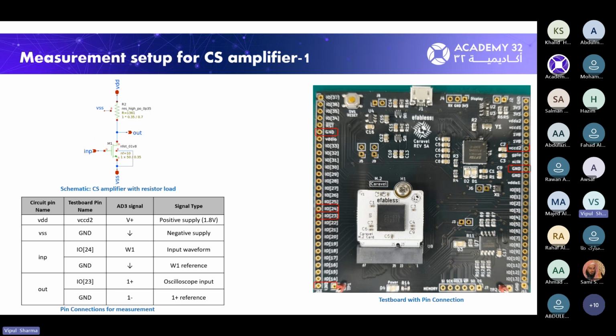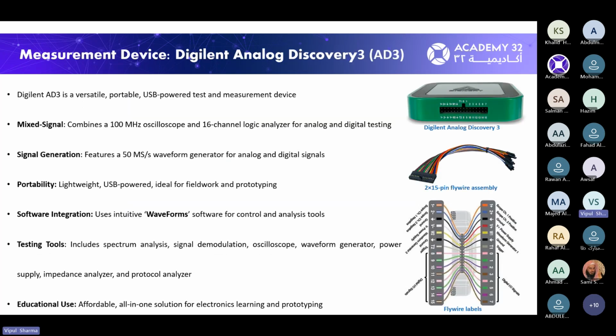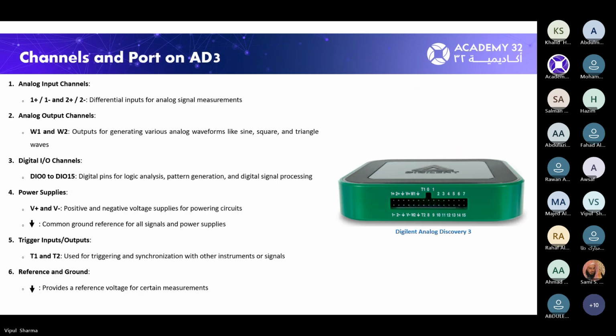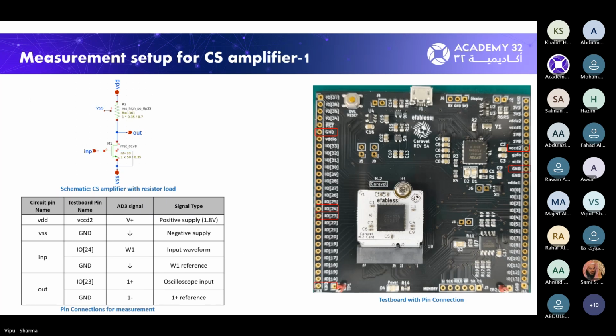Okay, so this completes the input, and for seeing the output signal, the connection is made to the IO23 pin. This is here, and this will get connected to the oscilloscope, that is, it will get connected to the W1 to see the waveform. So this is how the input and output connections will be made.